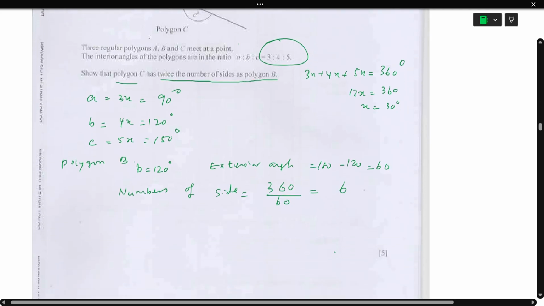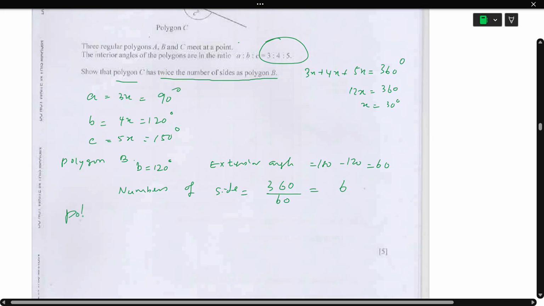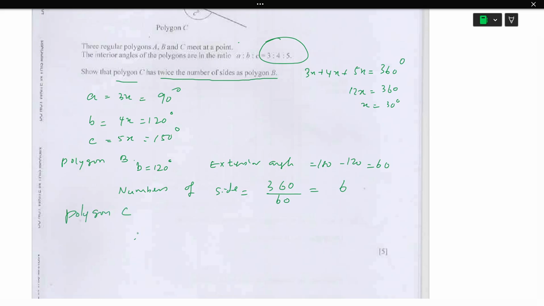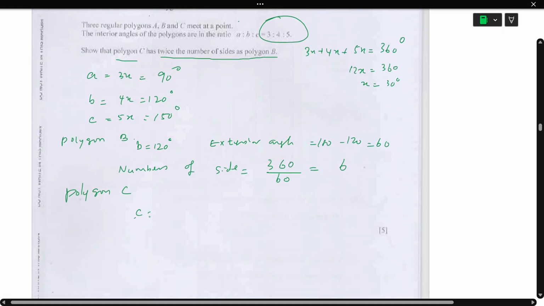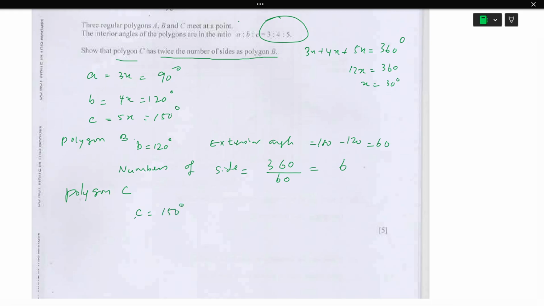So next we go for polygon C. Here the interior angle of polygon C is angle C. So C equal to 150 degrees. So this is the interior angle. So we'll find the exterior angle. The same thing here, 180 minus 150 degrees, which is 30 degrees. So the number of sides is equal to 360 divided by 30, which is equal to 12.